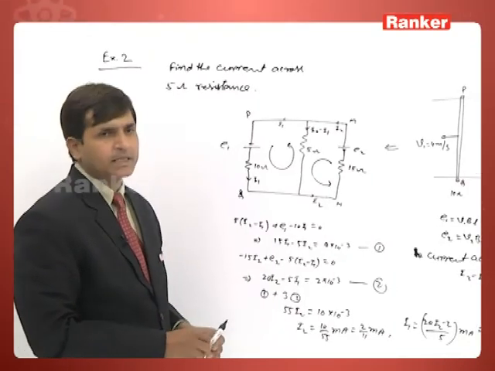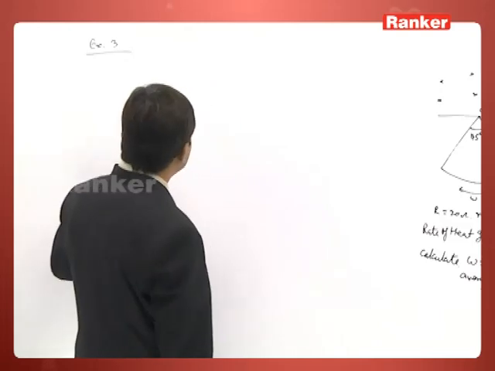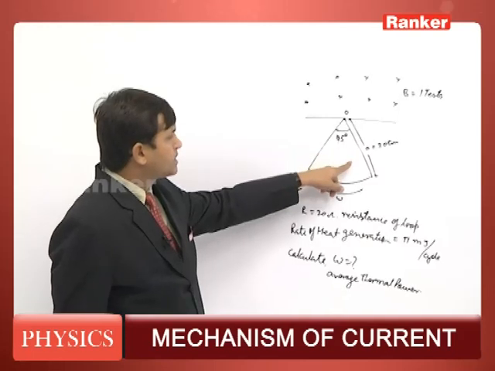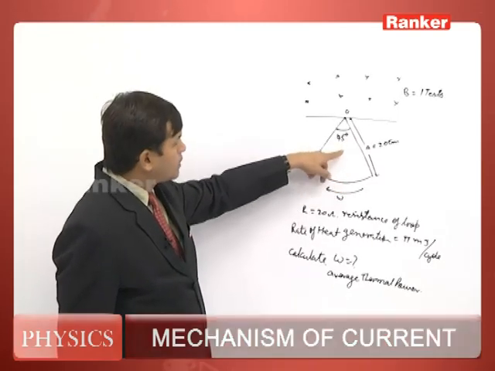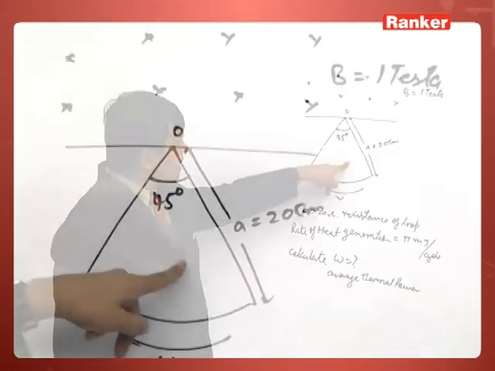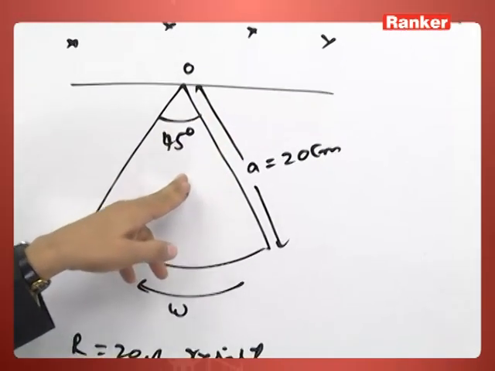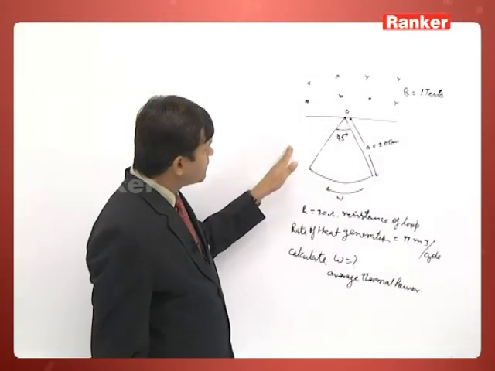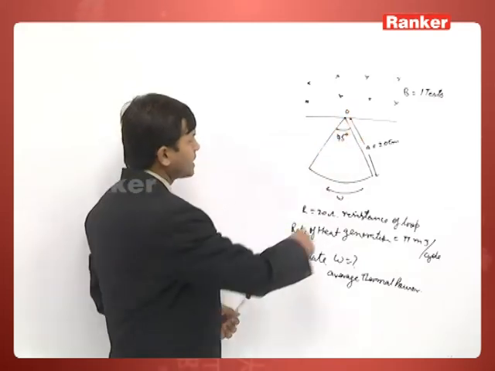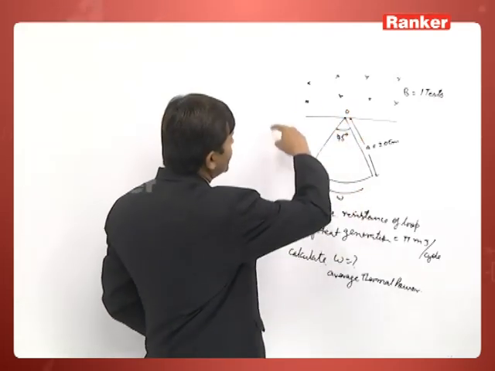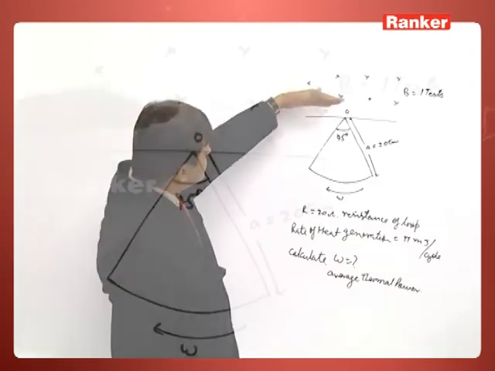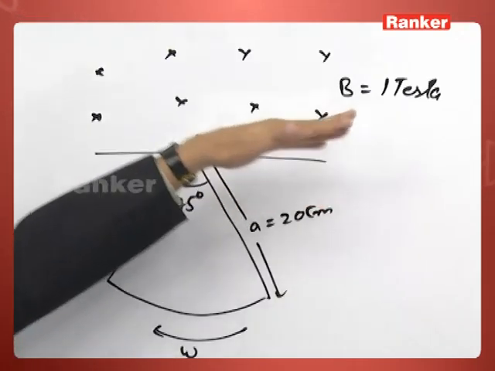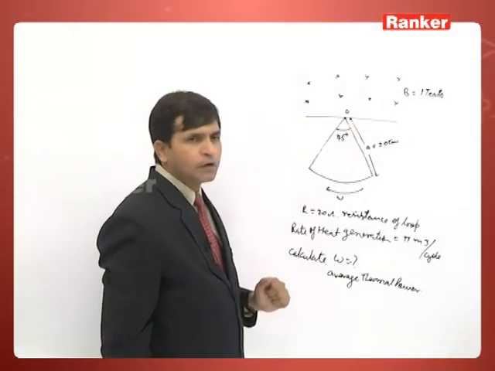Now see another example. In this example, a quarter of a circle, or you can say a circular sector, is given, and that sector is making an angle of 45 degrees here. Now this sector is free to rotate about O with uniform angular velocity omega. So what has been given? The upper part of this sector has magnetic field B, which is given here as 1 Tesla, but there is no magnetic field in the lower part.